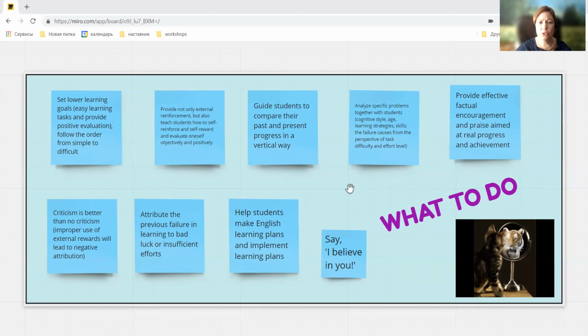English teachers should consciously train students in the correct attribution of failure, help them make English learning plans, and implement them. English teachers should guide students not to attribute the failure of English learning to their own ability. Teach them to evaluate themselves objectively and positively, and make them gradually establish an optimistic learning attitude. Teachers should try to help students eliminate the negative, anxious, and tense emotions in English learning, so as to improve self-confidence. Finally, teachers can also tell the students explicitly that they do indeed believe in them.